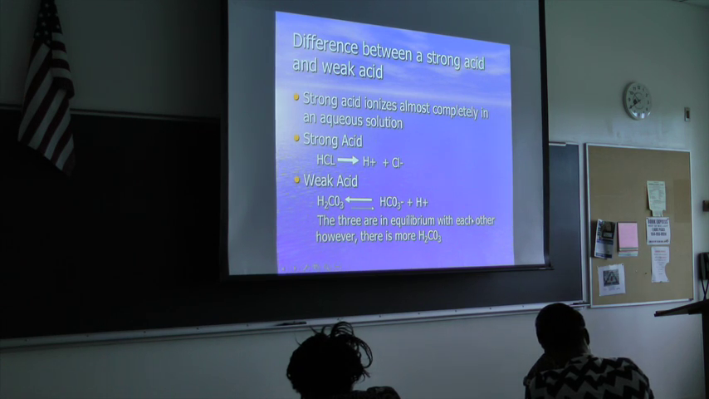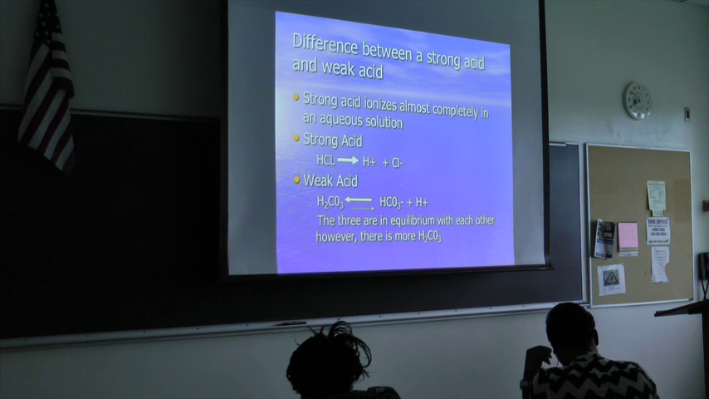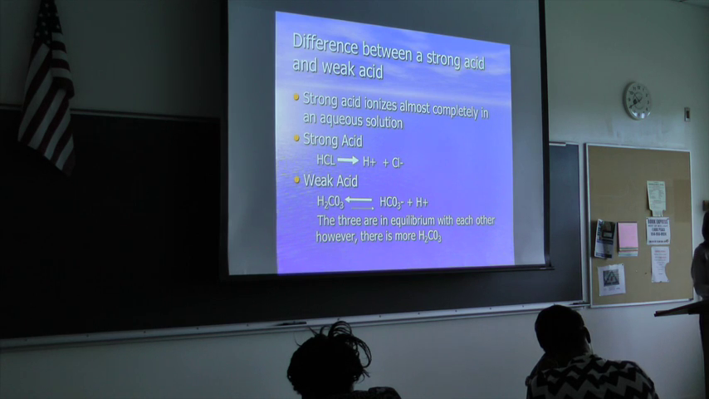So if I were to ask you the difference between a strong acid and a weak acid, would you be able to know the difference? Could you give me an example if I asked you? So is hydrochloric acid a strong acid or a weak acid? Strong. Why is it strong? It comes apart. Mostly all of it comes apart. What about carbonic acid? Is that a strong acid or a weak acid? Weak acid. And why is it a weak acid? Because most of it stays together. Okay.